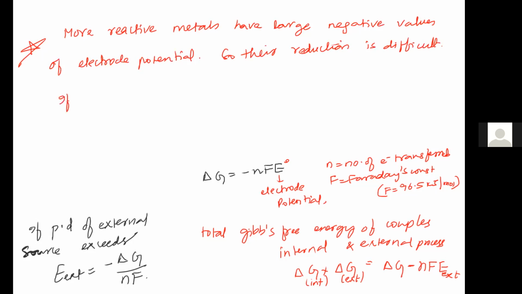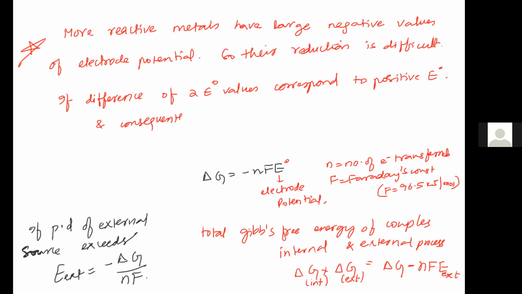So if you have two metals, if the difference of two negative values corresponds to a positive E naught, it means the difference is positive, and consequently a negative delta G naught. In the equation, delta G is equal to minus nFE.